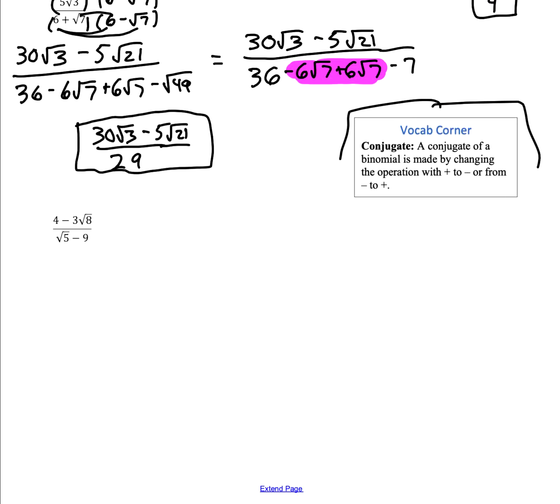Looking at that last one, 4 minus 3 radical 8 divided by radical 5 minus 9. I want you guys to take 3 to 5 minutes, try and simplify this as much as possible. Pause the video and play it when you're done.